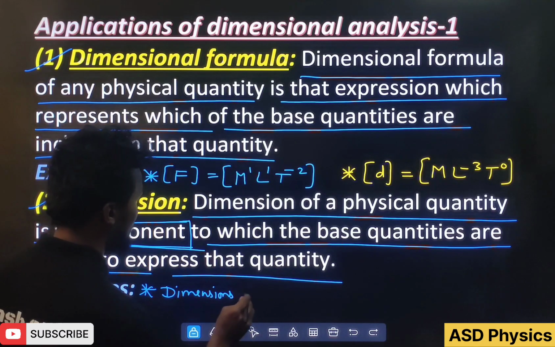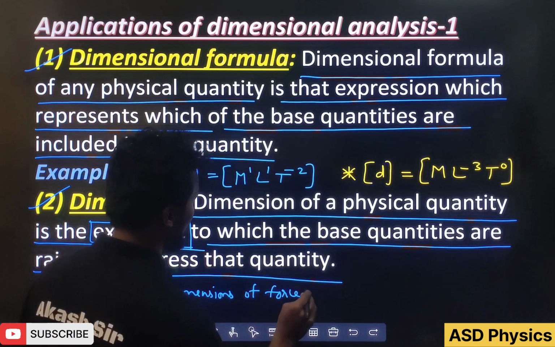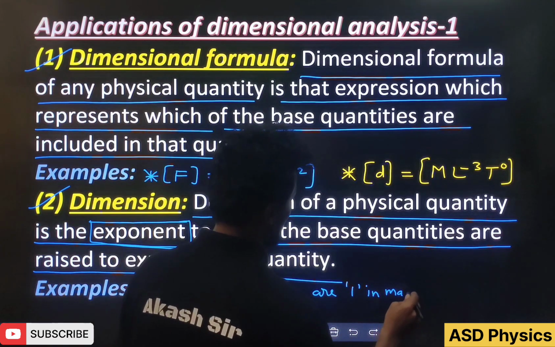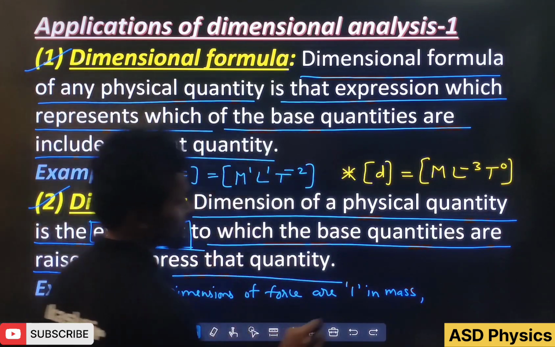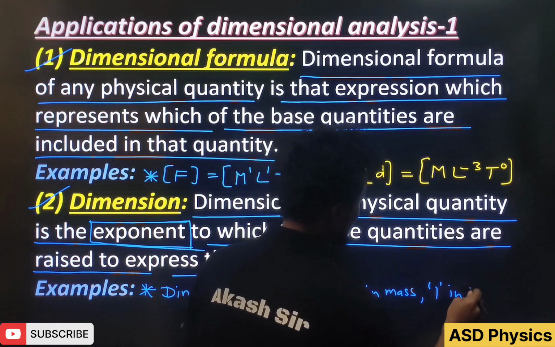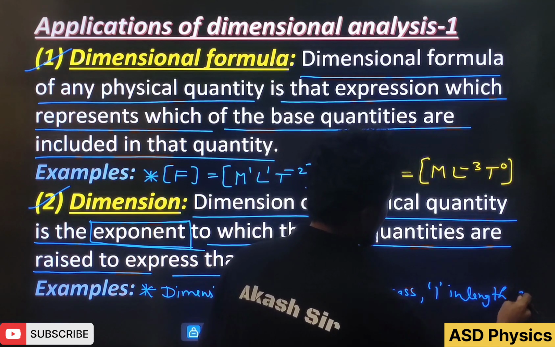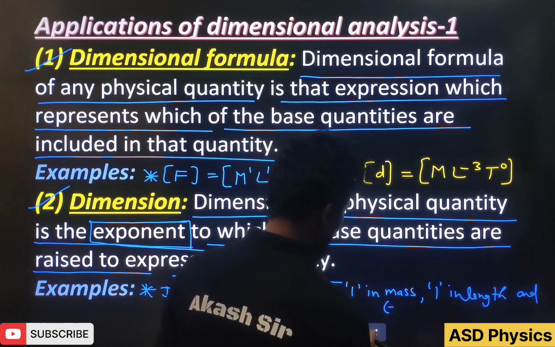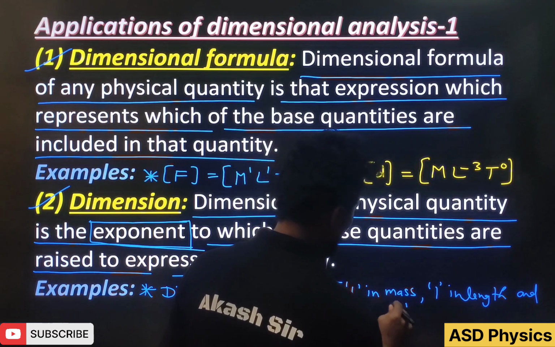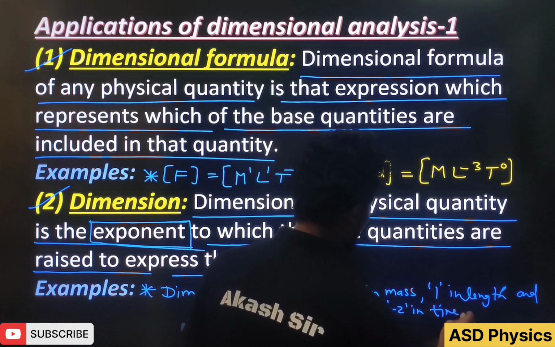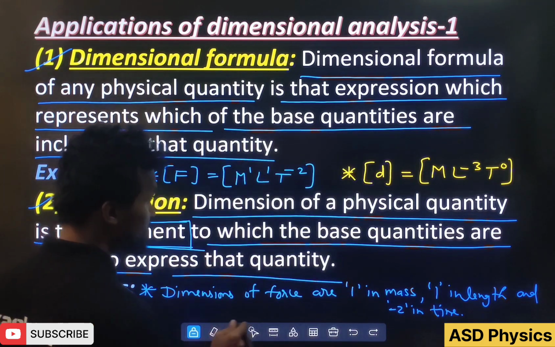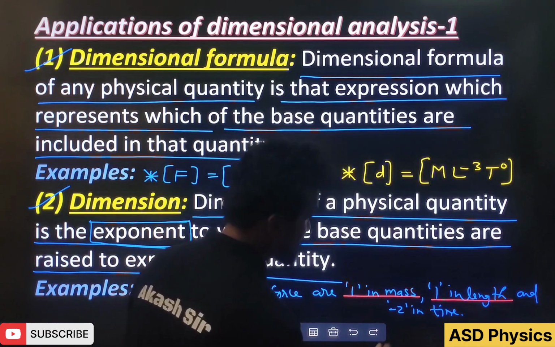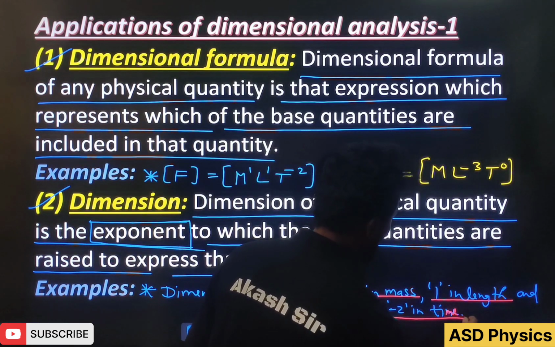So we can tell the dimensions of force are 1 in mass, because M^1. Similarly, 1 in length, and in time how much? Minus 2, minus 2 in time. So students, the dimensions of force are 1 in mass, 1 in length, and minus 2 in time.